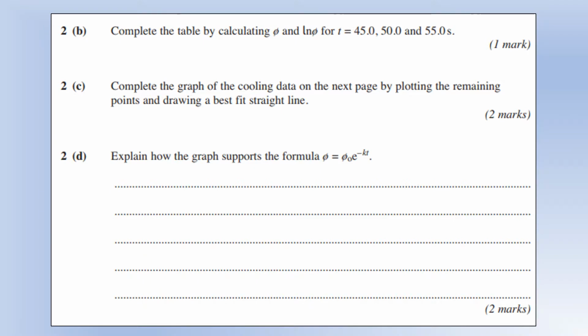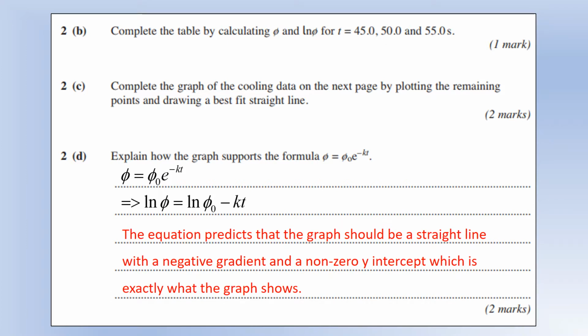Okay, so explain how the graph supports the formula: the temperature difference is equal to the initial temperature difference times the exponential of minus kt. First of all, let's rearrange the equation into a form that matches the graph. If we take log of both sides and then use our log rules to separate it out, we get this expression. That equation predicts the graph of log of temperature difference against time should be a straight line with a negative gradient and a non-zero y-intercept, which is exactly what the graph we've plotted shows. So it does support it.